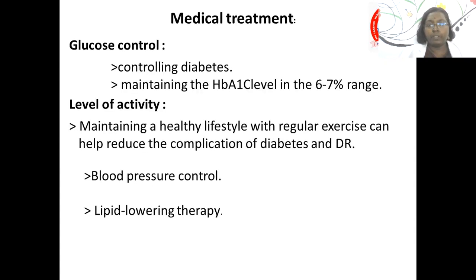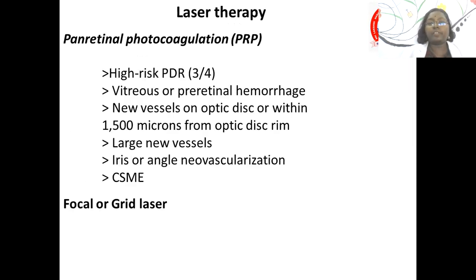The medical management includes glucose control. Our aim is to maintain the HbA1c level at around 6 to 7%. Patients should be advised on improving their lifestyle with regular exercise and diet. And BP control, in case of comorbid hypertension, the patient should be advised to control the BP, and lipid lowering therapy should be given if the TG level is increased.